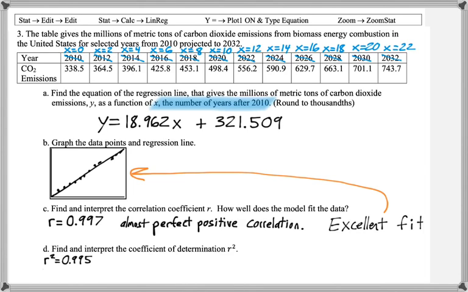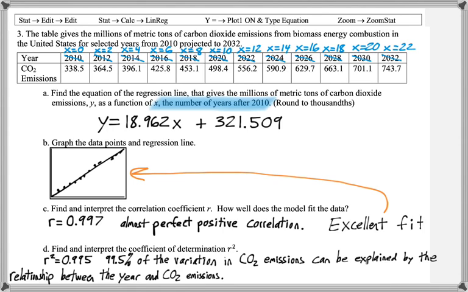Now the coefficient of determination is 0.995, which means 99.5% of the variation in CO2 emissions can be explained by the relationship between the year and CO2 emissions. And the other 0.5% of the variation is unexplained.